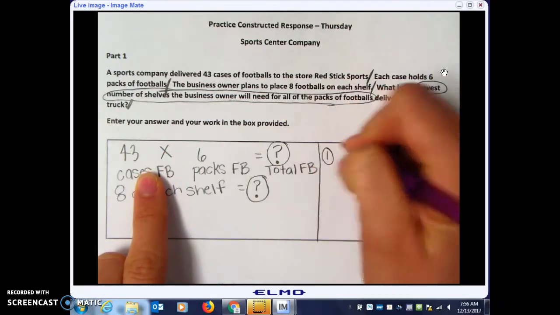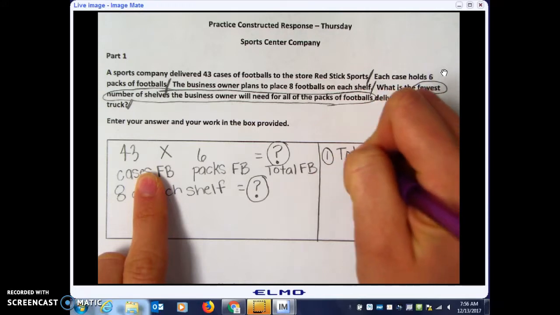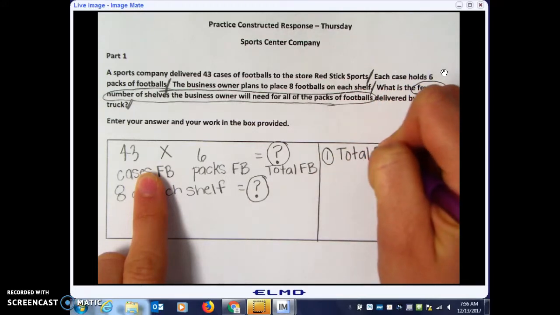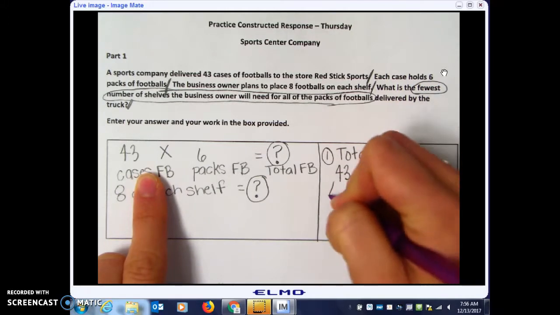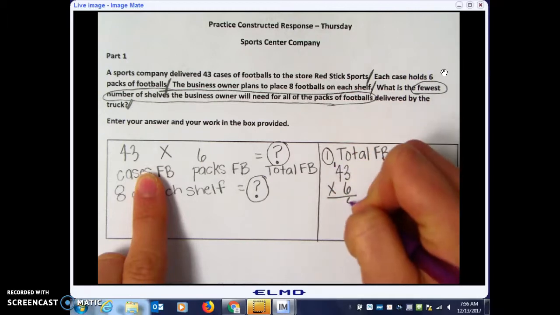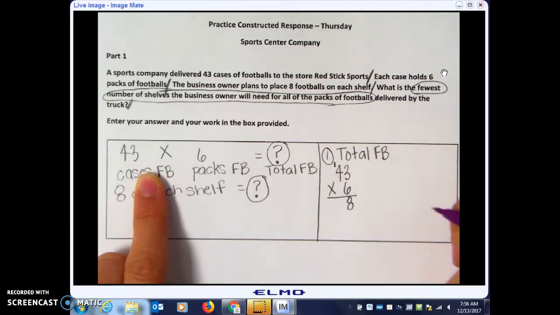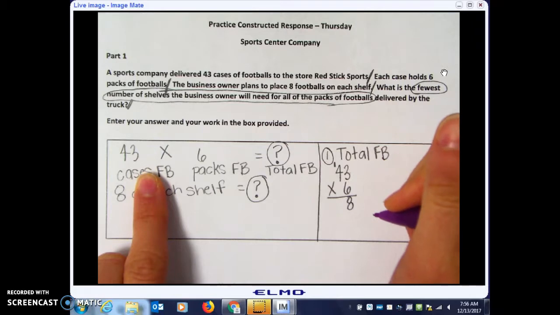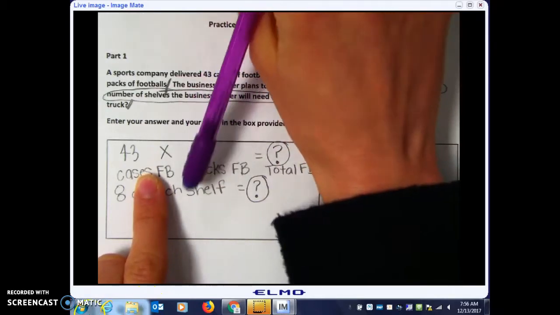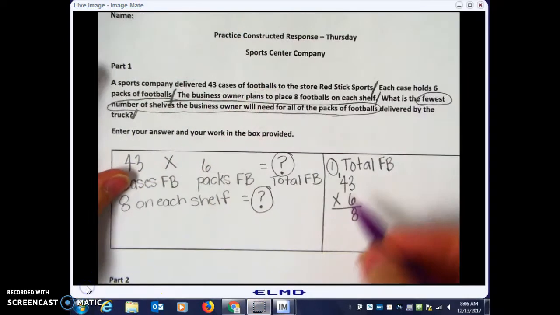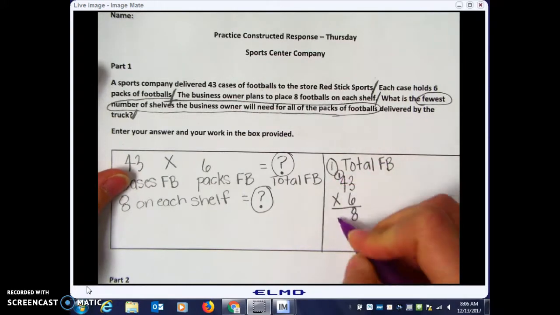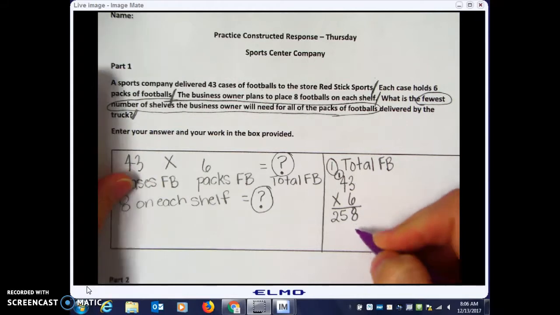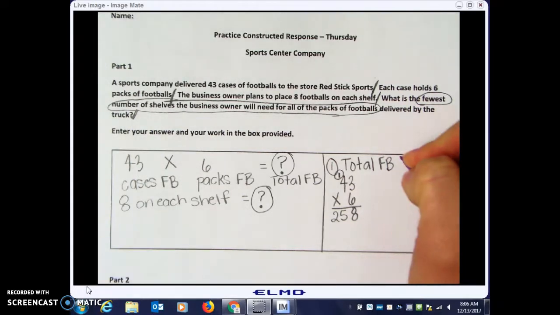So step number 1, I'm finding the total number of footballs, and I abbreviate FB for footballs. So I'm going to use my algorithm, 43 times 6. 6 times 3 is 18. Carry the 1, drop the 8. You could always pause the video and try to finish the problem. Okay, if you finish the problem, 6 times 4 is 24, plus 1 is 25. So we have a total of 258 footballs.